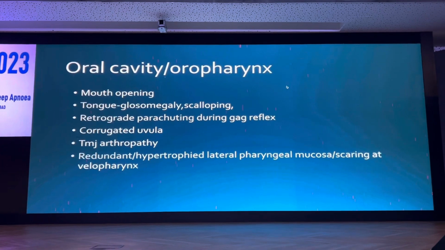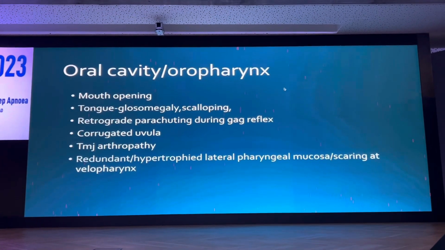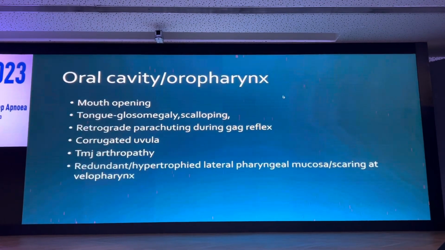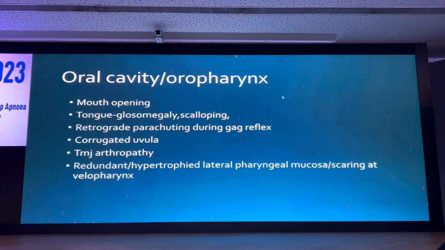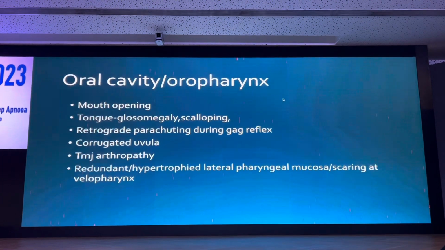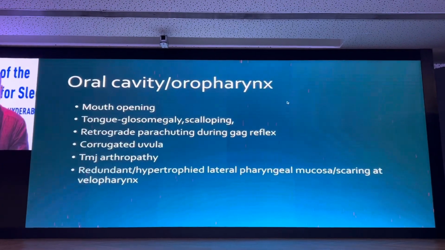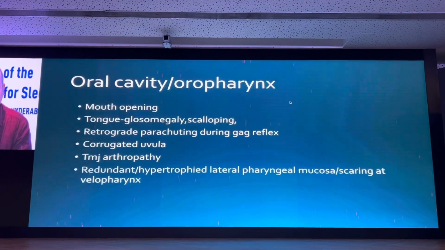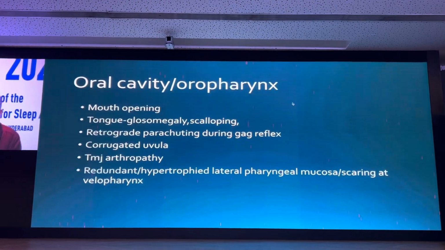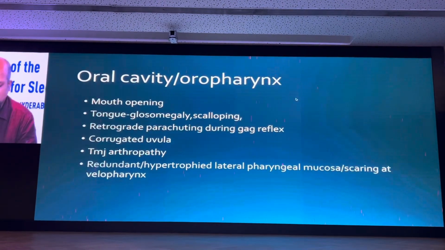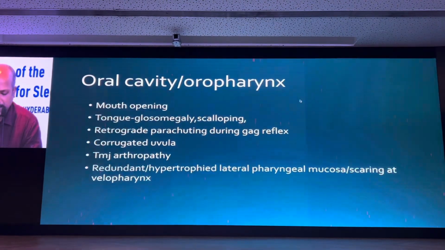We need to assess the interincisor distance. We need to see for any macroglossia or scalloping of the tongue. We need to see if there is any retrograde parachuting of the soft palate when you elicit a gag reflex, or when you ask the patient to say "ah", is there any retro-shooting of the uvula? We need to observe for any corrugated uvula, TMJ arthropathy, hypertrophied lateral pharyngeal mucosa, or scarring at the velopharynx.